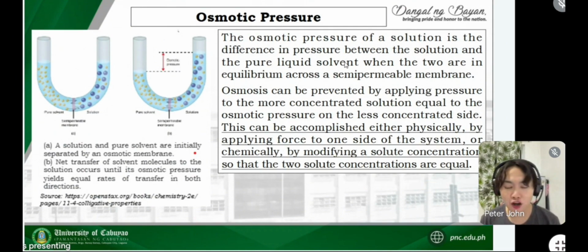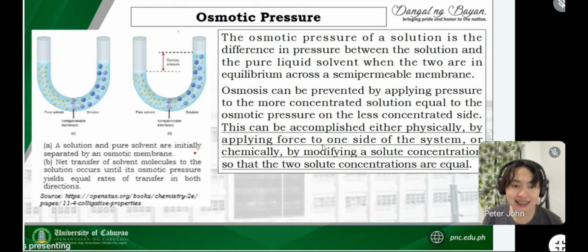So, osmosis can be prevented by applying pressure to a more concentrated solution equal to osmotic pressure in a less concentrated side. This can be accomplished either physically by applying force to a side of the system or chemically by modifying solute or concentrated so that two solute and concentrated are equal. So kung napapansin natin, we have the term accomplished either physically by applying force side by system or chemically modifying.